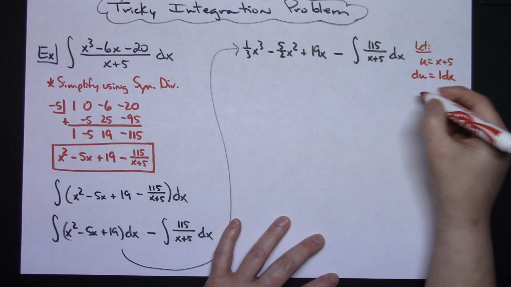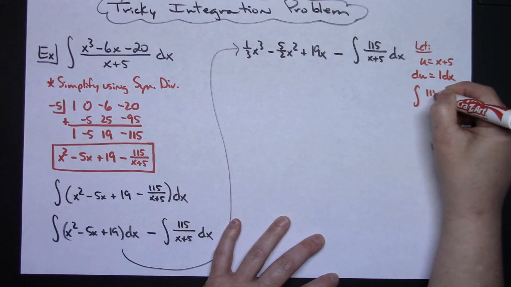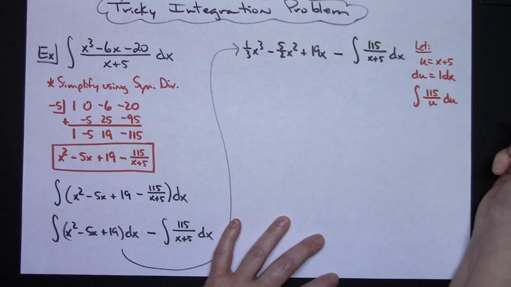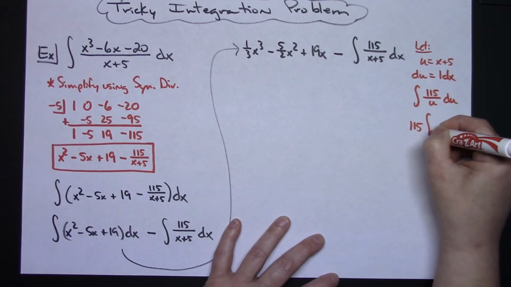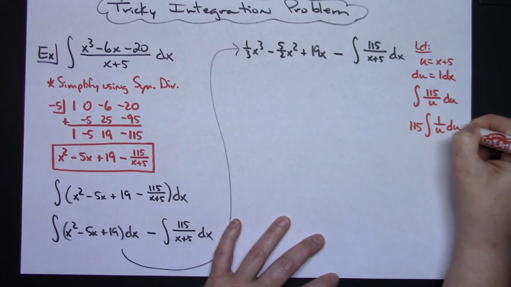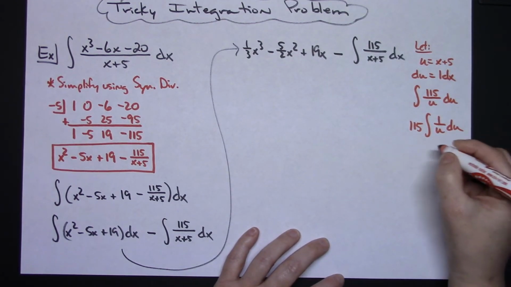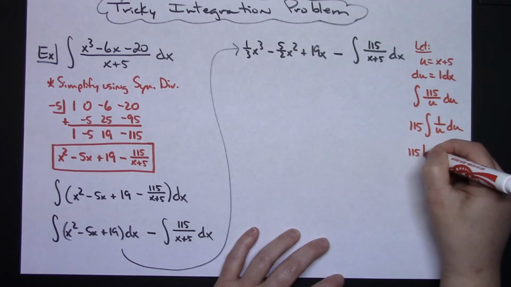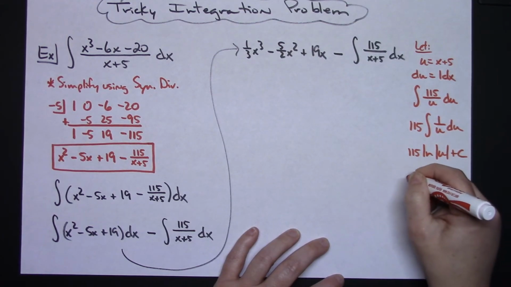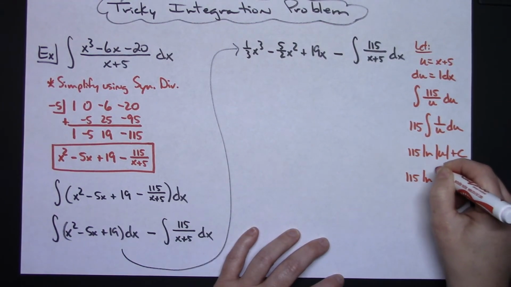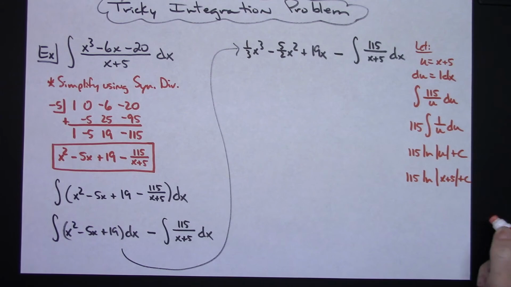So now, if I do some substituting in, I will be integrating 115 over u du. Let's pull out that 115 because it's constant. So 115 times the integral of 1 over u du. Now we have a formula for that. That is the natural log of the absolute value of u. So then I'd have 115 natural log of u plus c, and then replacing my u with what I let it be, 115 natural log absolute value x plus 5, and then plus a c there on the end.